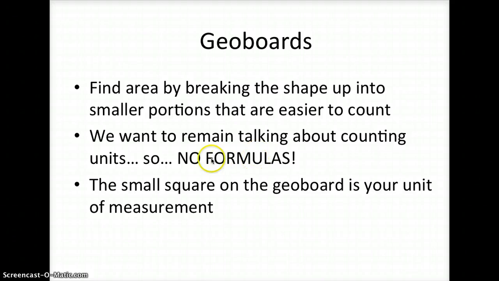Remember that we are not looking for you to be able to regurgitate formulas here. We want to practice our skill of using the moving and additivity principles in order to be able to find those. On the geoboard, the small square is your unit of measurement. When we find things on geoboards, I usually leave them in units squared.